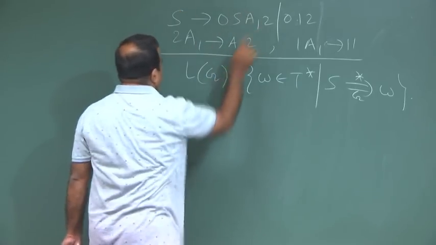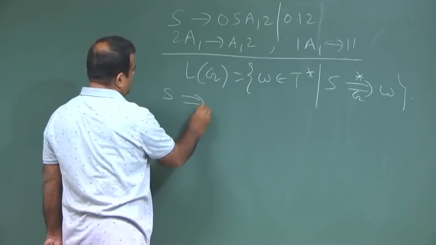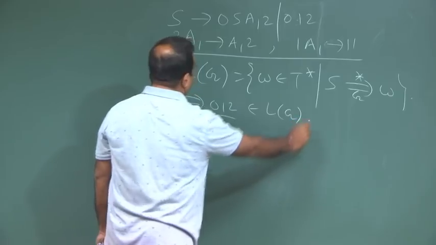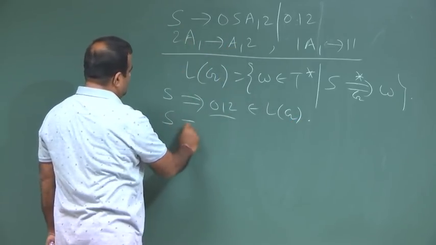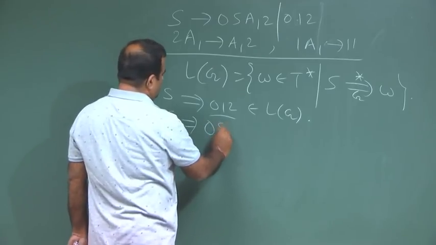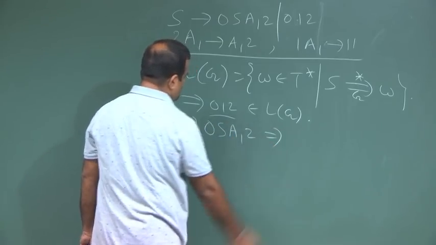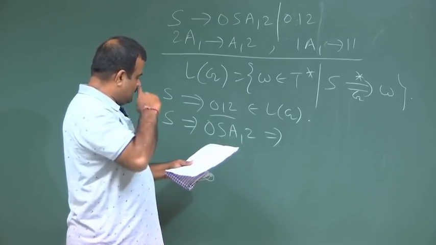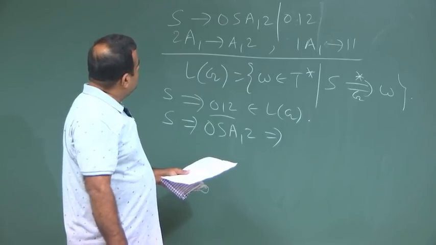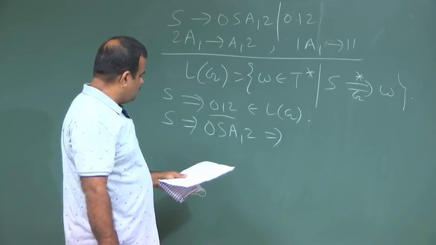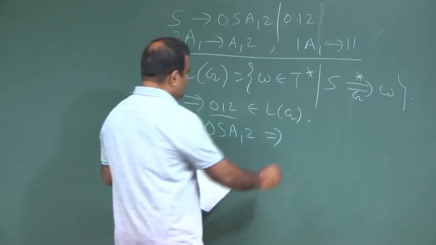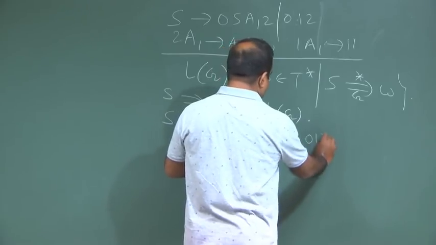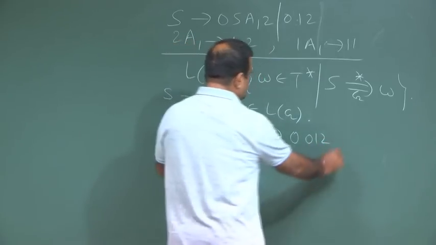Now, if we use this rule, S going to 0 1 2, then 0 1 2 belongs to L of G. Now, if we use another rule, 0 S A 1 2, and here again if we use the rule S going to 0 1 2, we get 0 0 1 2 A 1 2.